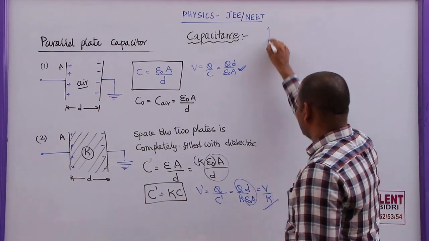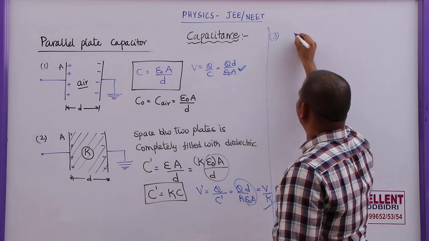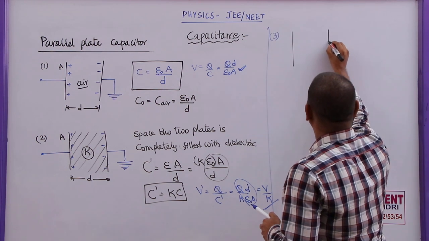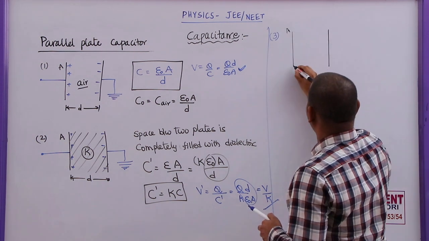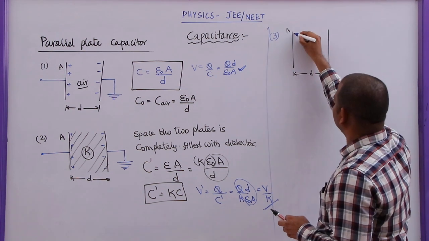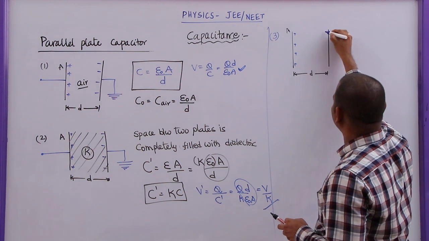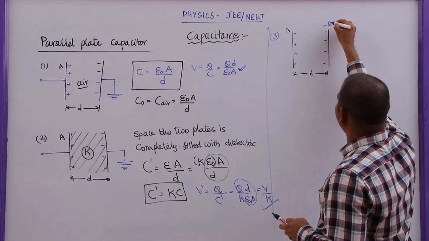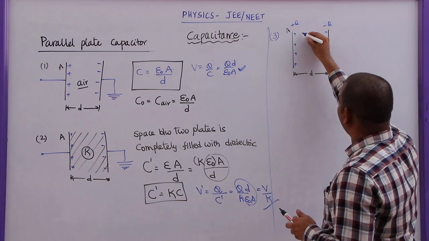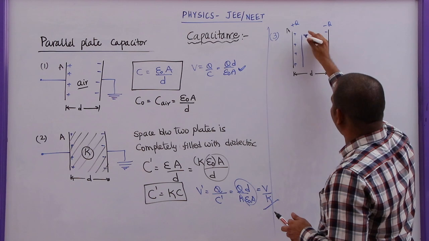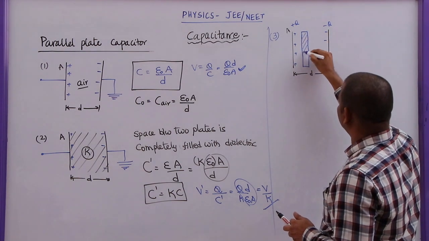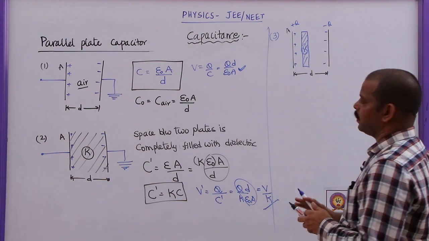Now, in the third case, let me take one capacitor. This is a parallel plate capacitor with the two plates having area A, separated by a distance small d. The charges on this plate are plus, plus, plus, plus. Here this is a negative charge, minus q, and this is a plus q. In this case, let some part, some area or portion between the two plates, be filled with a dielectric of constant K.